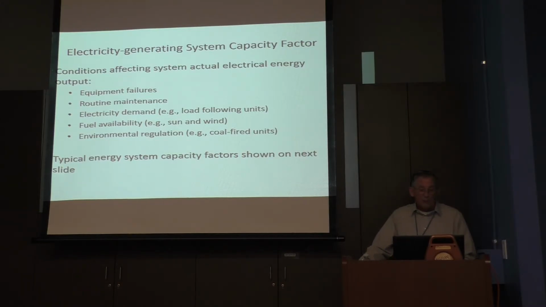In other words, they're dependent upon equipment failures in the facility, routine maintenance, electricity demand, for example, for load following units, and this is primarily directed at hydroelectric facilities, which in a lot of cases are used as load following units. Fuel availability, for example, sun and wind, because the sun isn't out 24 hours a day and the wind doesn't blow at the right speed all the time, if at all. And then there are environmental regulations that also affect the capacity factor. In other words, a lot of coal-fired units today are not allowed to operate at their 100% capacity factors by regulatory agencies.